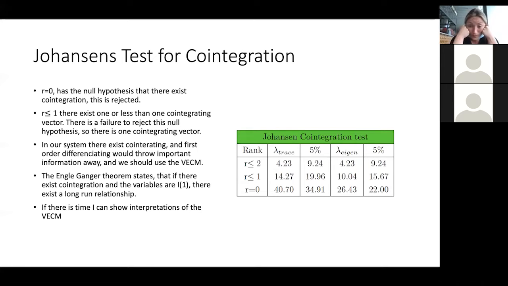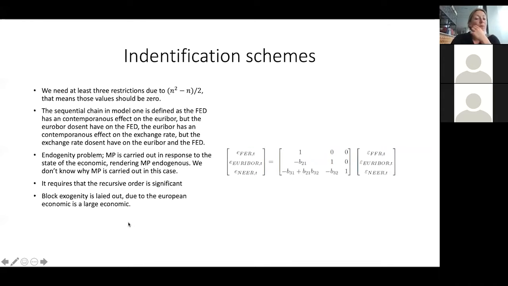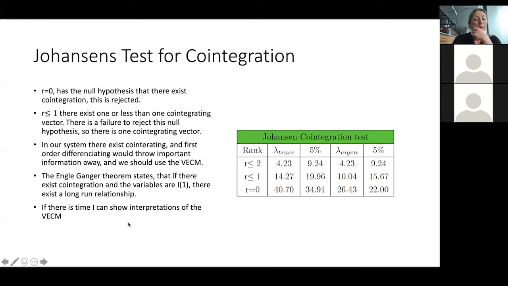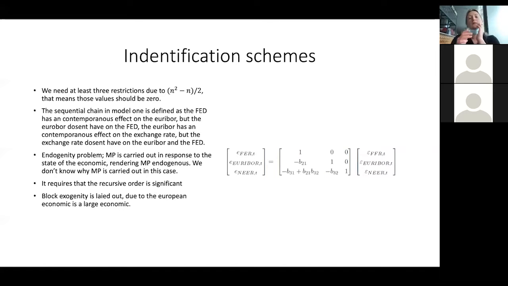In this case, we have 2 co-integrating vectors, and the Granger theorem states that if co-integration exists and variables are integrated of order 1, there exists this long-run relationship. So we ended up using the vector error correction model, and as I said, I did not include the estimates of that in the presentation.